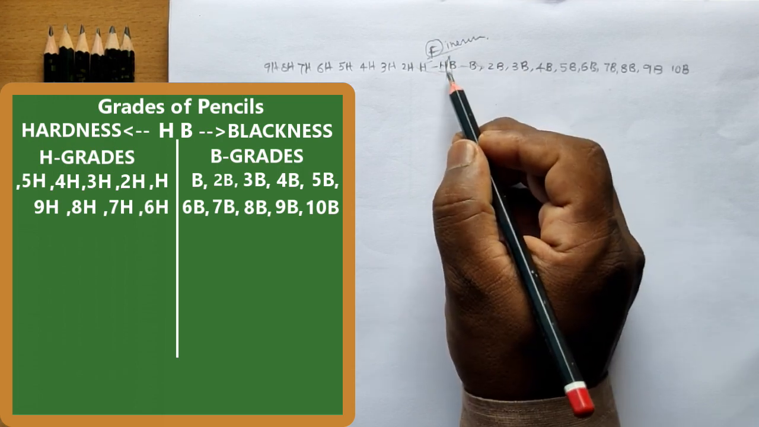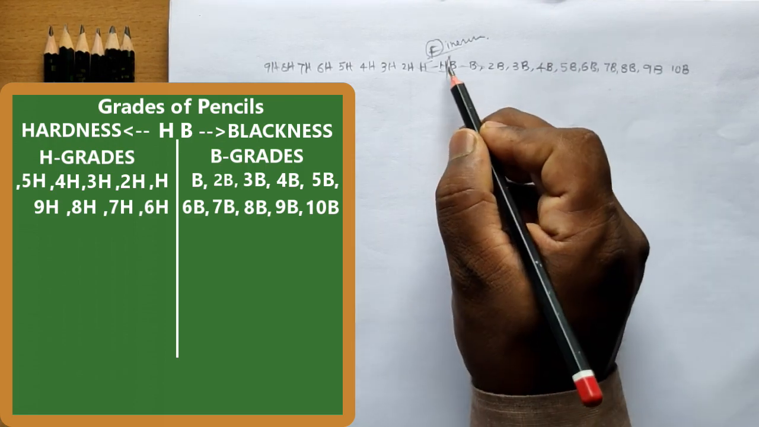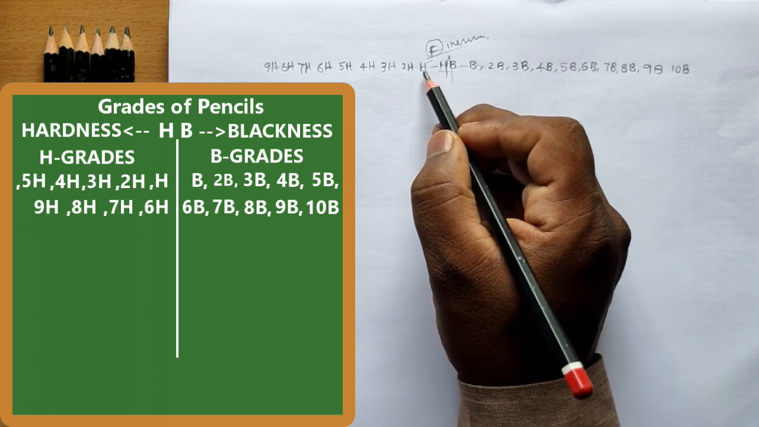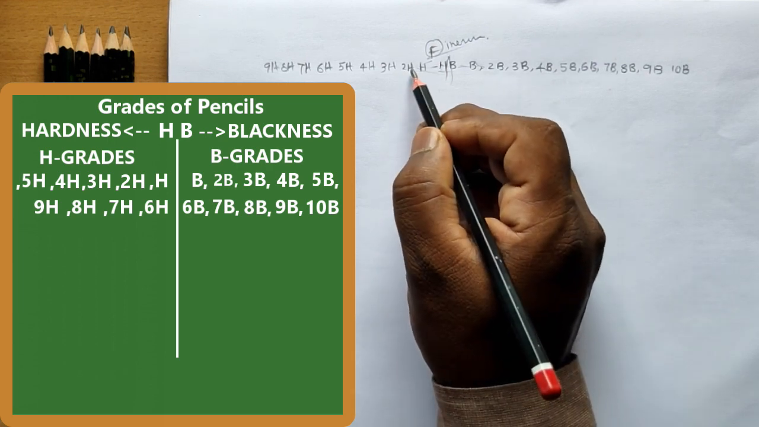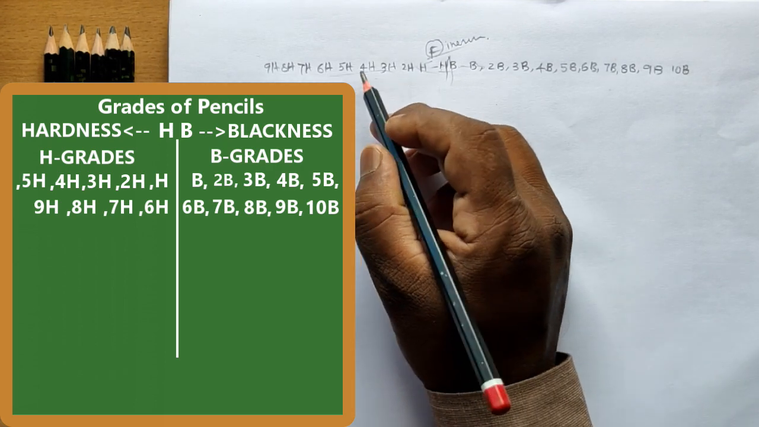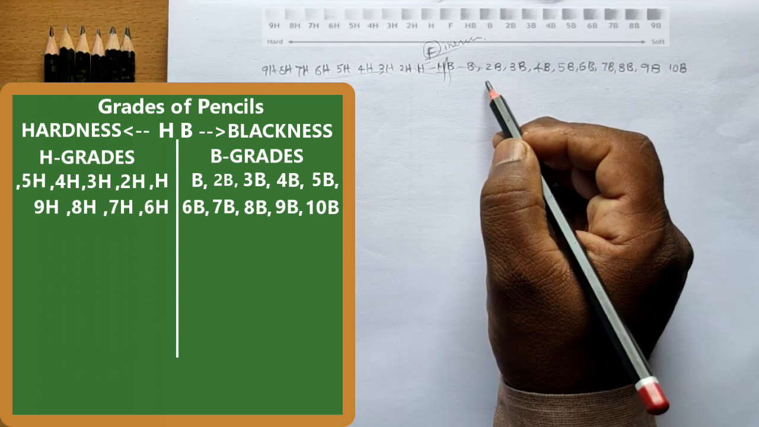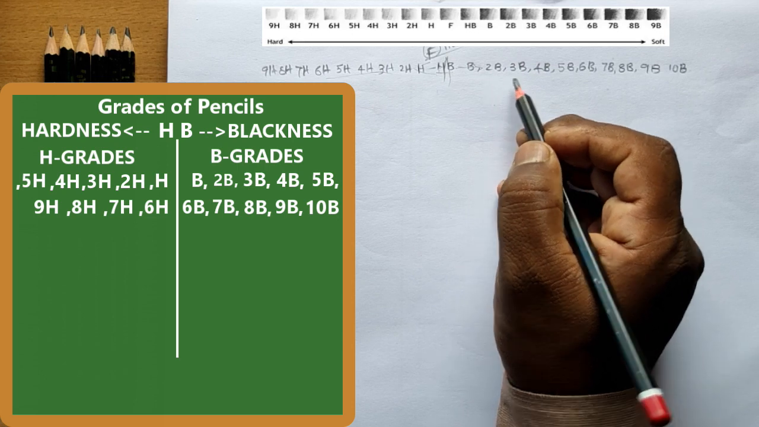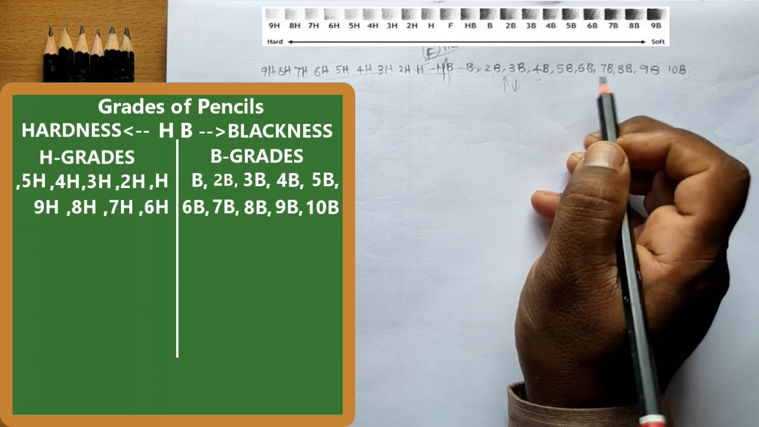Let us see the difference between these H category pencils and B category pencils. H category pencils are made by adding a higher percentage of clay with graphite. From number to number, the percentage of clay increases, so these H grade pencils are very light in weight as well as light in shade. B grade pencils are made of more graphite and less clay. When the graphite percentage increases, the darkness increases.